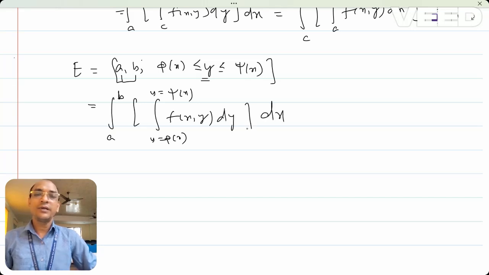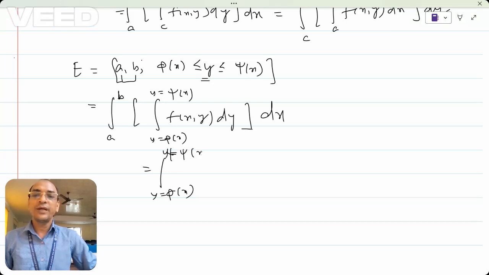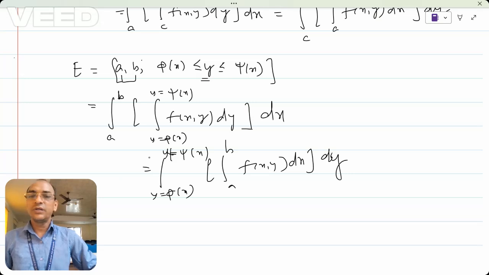and then dx. But here we cannot randomly write that this will be equal to y equal to phi of x to psi of x, and then a to b f of xy dx dy. We cannot write this. So this is not the correct thing to write.